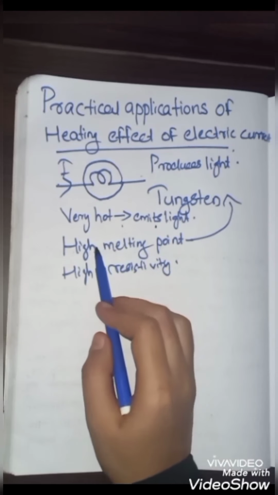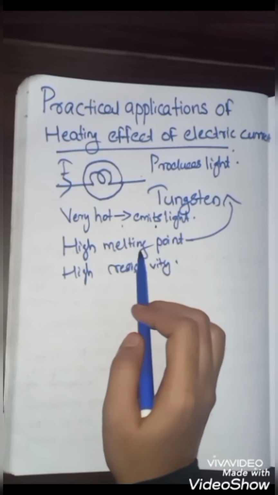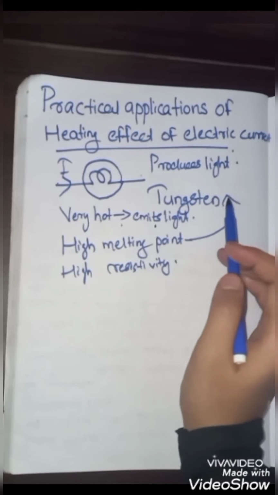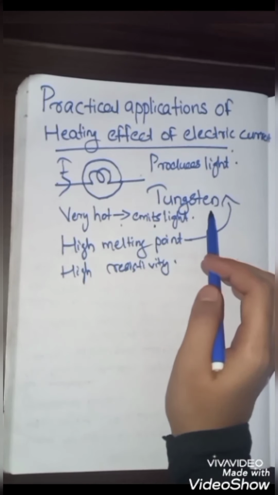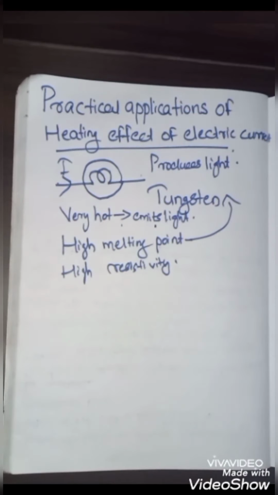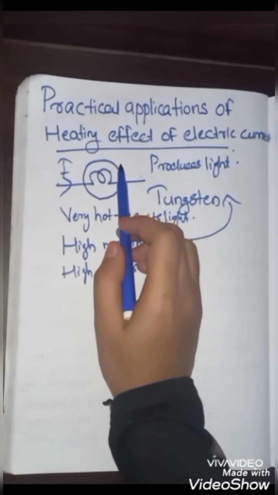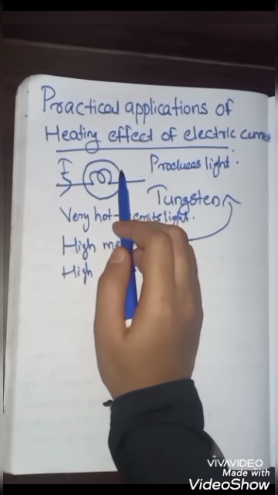Here we use strong metals having a high melting point and high resistivity because there is a chance the filament of the electric bulb could melt. We also use inactive gases, nitrogen and argon, to prolong the life of the filament.